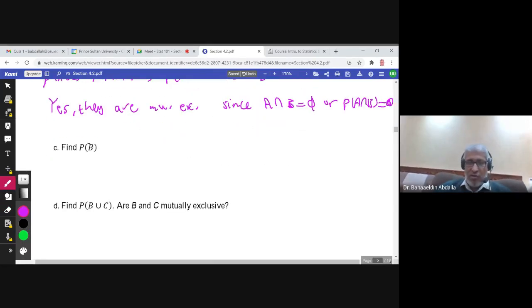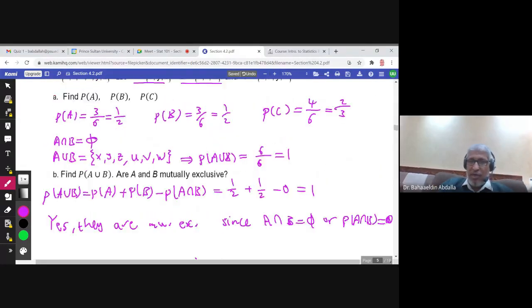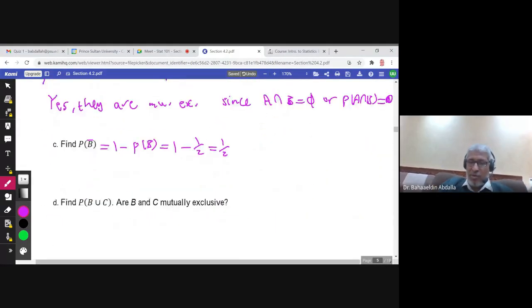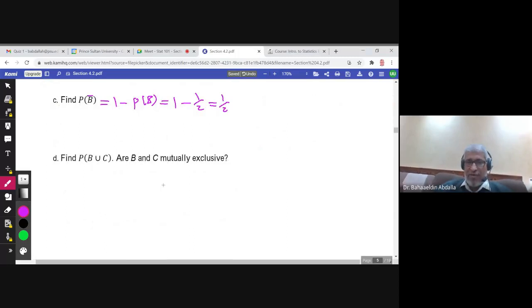Now here, what is the probability of B complement? This is B complement. Again, you have two methods. You can find B complement and find the probability of B complement, or you can use the formula. The formula says it is 1 minus probability of B, and probability of B is half, as we found in part A. So probability of B complement would be 1 minus half, which is half.